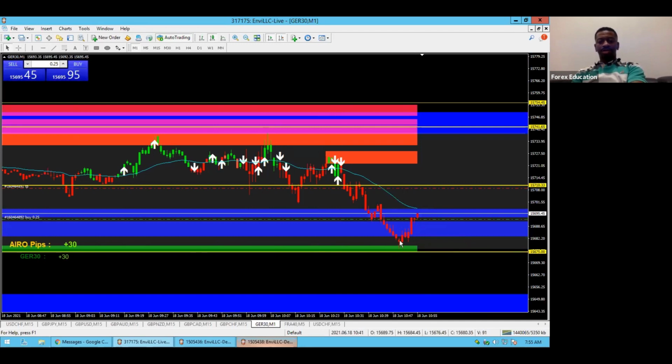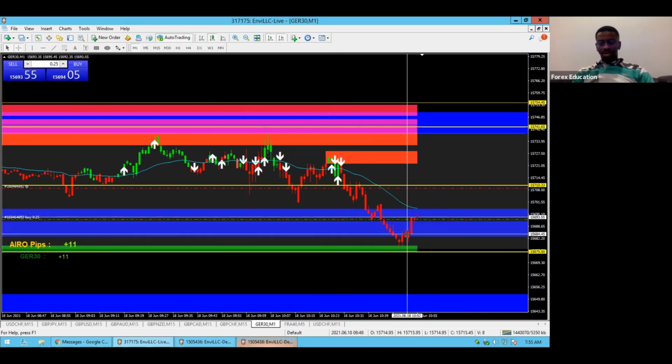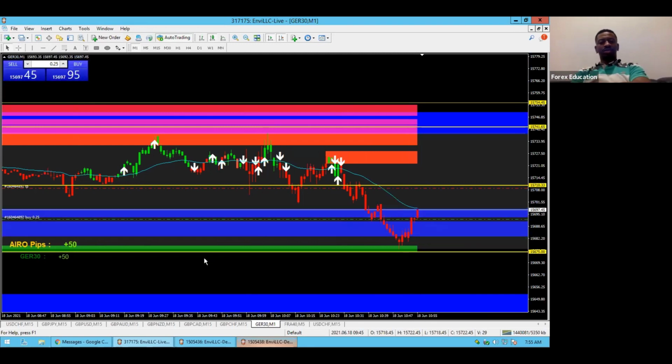Should have got in back here. Has to be more careful. What is that? Pip 117. All right, plus 20, plus 50. All right. Plus 60 pips. Push it to the limit. Plus 60. Let's go. Come on, push it.